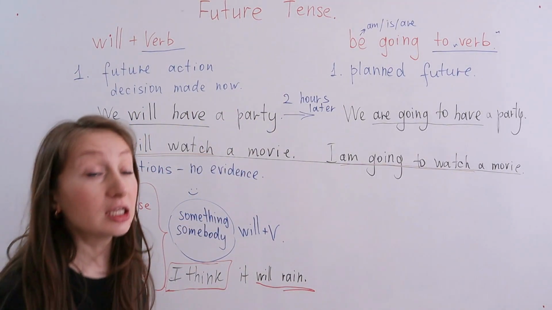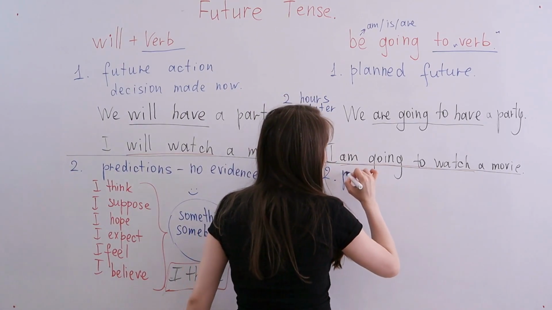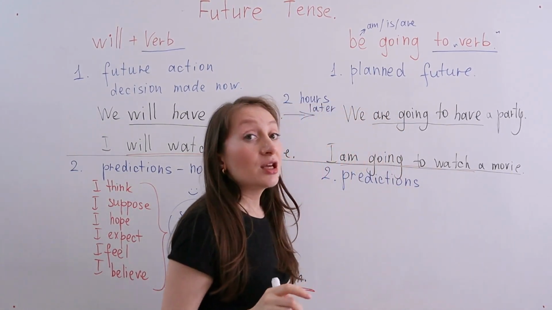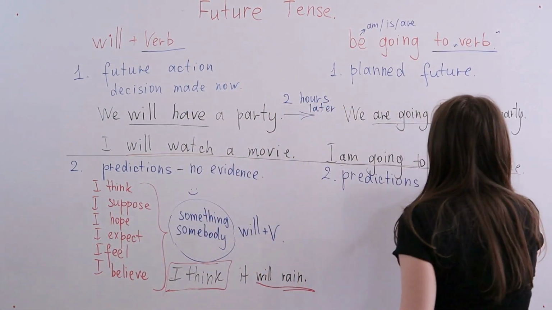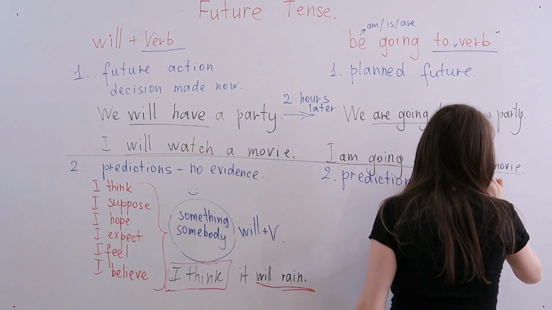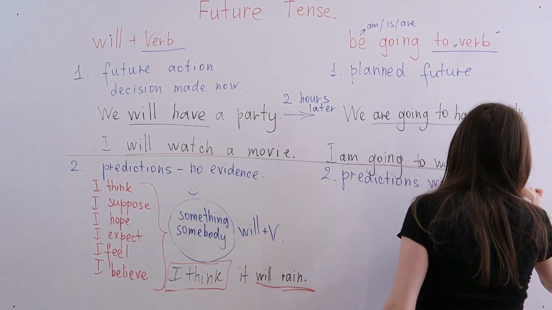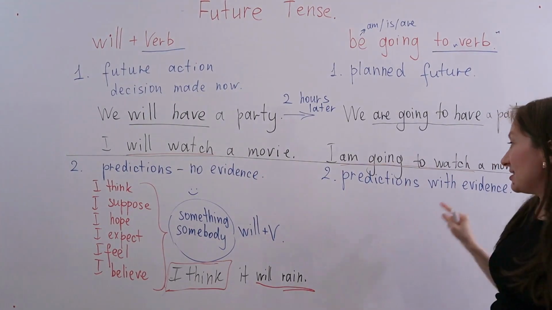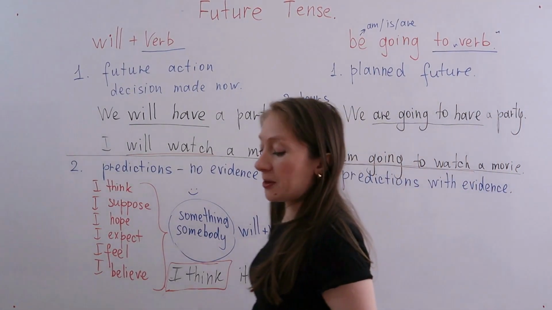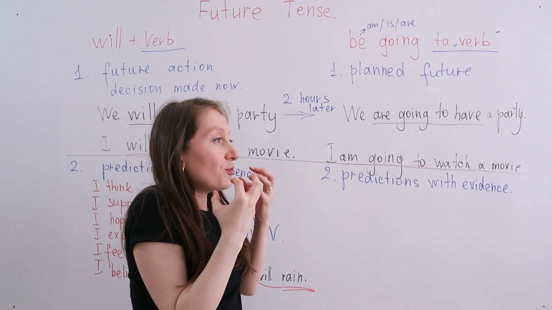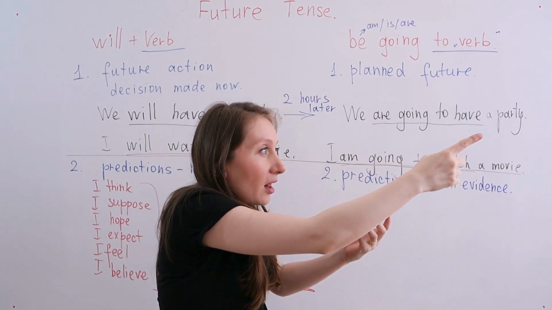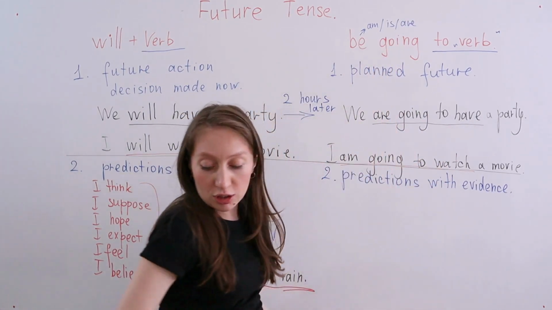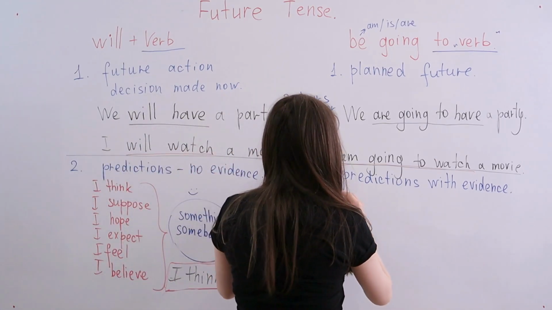The same, we call it predictions. So number 2, predictions, but with evidence. Here, no evidence. Here, we have evidence. Evidence means you see something. You see? Like you see some kind of evidence. So if you have evidence, you use this construction. The example, and then you will understand what I'm talking about.